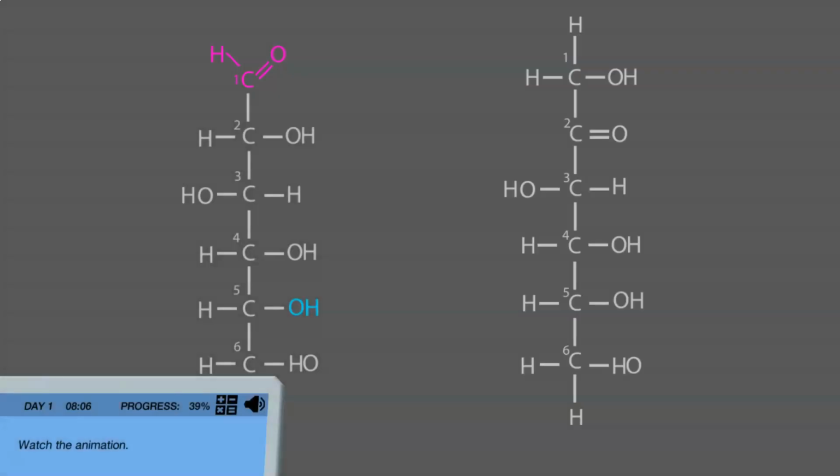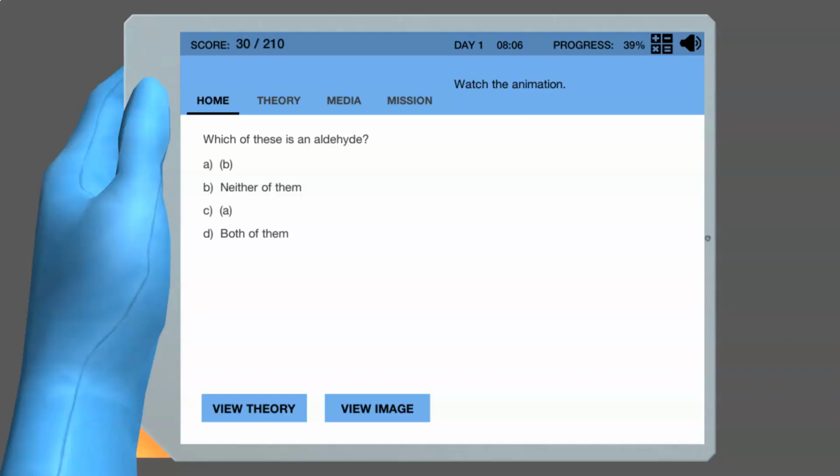Monosaccharides or simple sugars can be aldose or aldehyde sugars, as shown on the left, or ketose or ketone sugars, as shown on the right. It depends on the location of the carbonyl group. Which of these is an aldehyde?